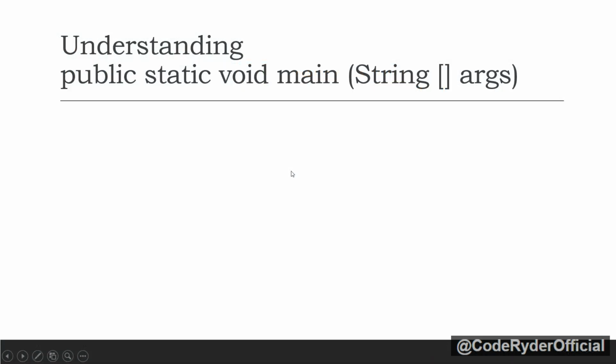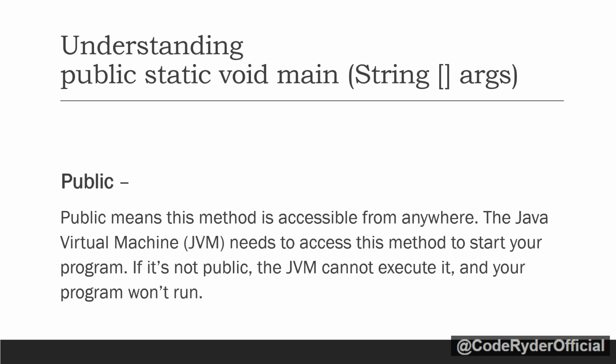Okay, let's understand the meaning of public static void main. So let's start with public. Public means that this method can be accessed from anywhere. Since we are running this program directly, the Java Virtual Machine needs to access this method to start your program. As I mentioned earlier, the execution starts from the main method. So the JVM calls the main method, and if it is not public, the JVM will not be able to call it, and hence your program will not run.